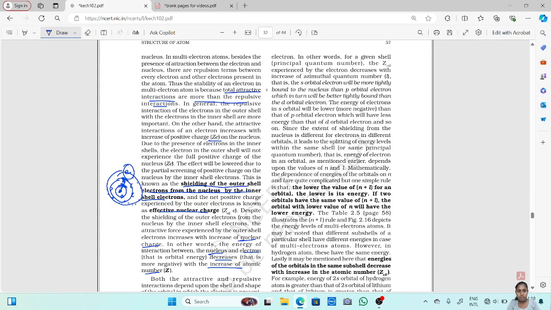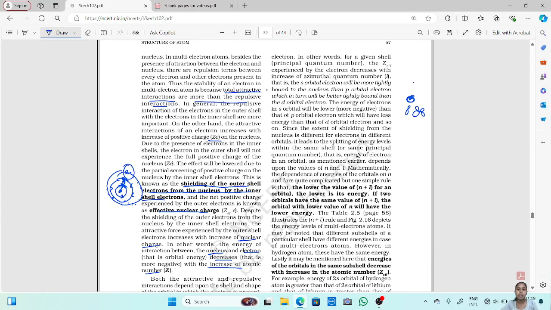Now for s orbitals, the electrons spend more time close to the nucleus, because the s orbital is spherical, then you have the p orbital which is like this, then you have the d orbital which is like a flower. So the electrons present in the s orbital spend more time close to the nucleus. For p orbitals, they are present in the vicinity. Vicinity means they are present neither close nor far. For d orbitals, they are further away.